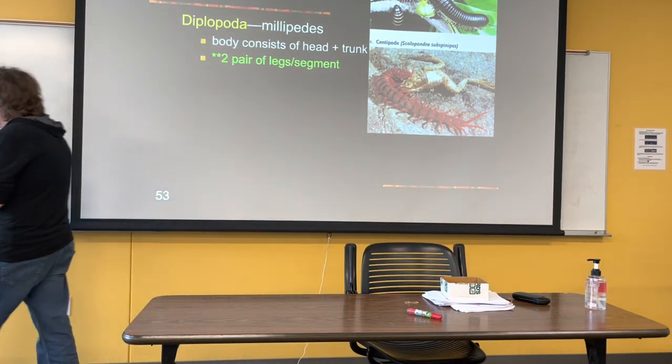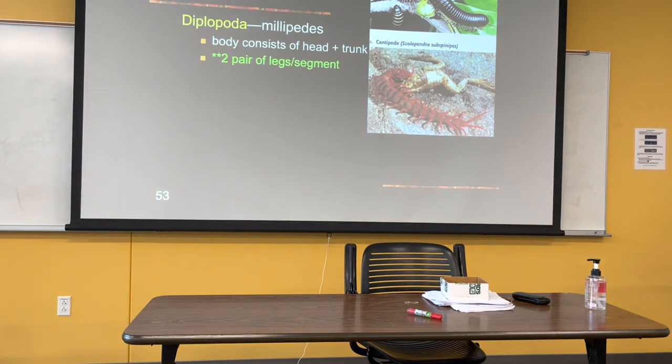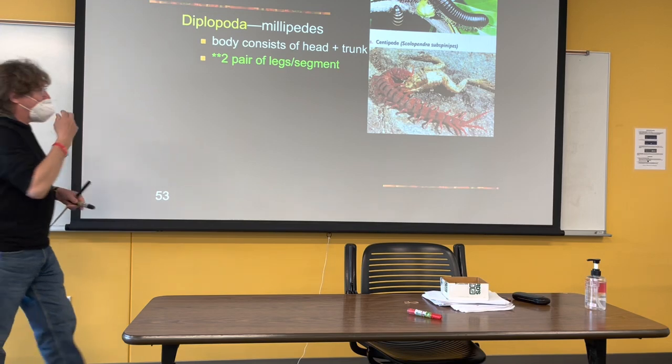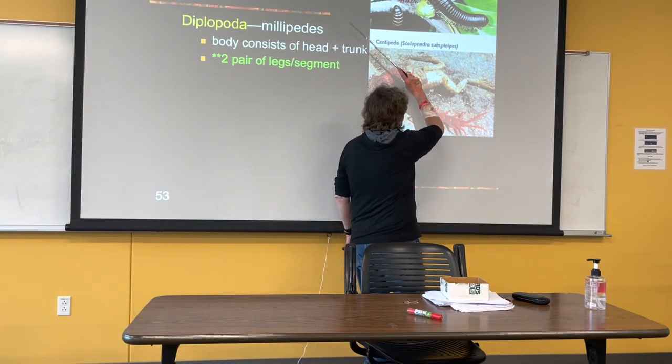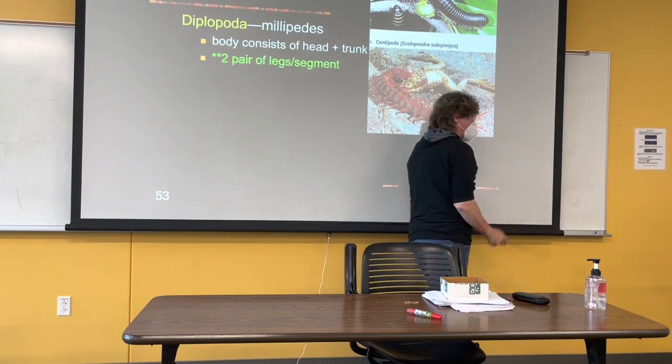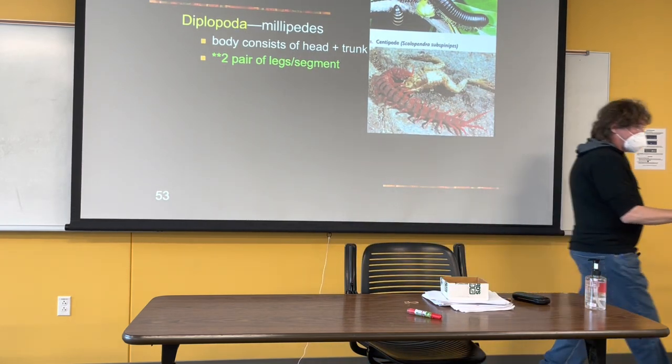In the myriapods, their tagmata are head and trunk. So they have a capsulated head at the very beginning, and this is true for both centipedes and millipedes. And then the rest of the body is the trunk.